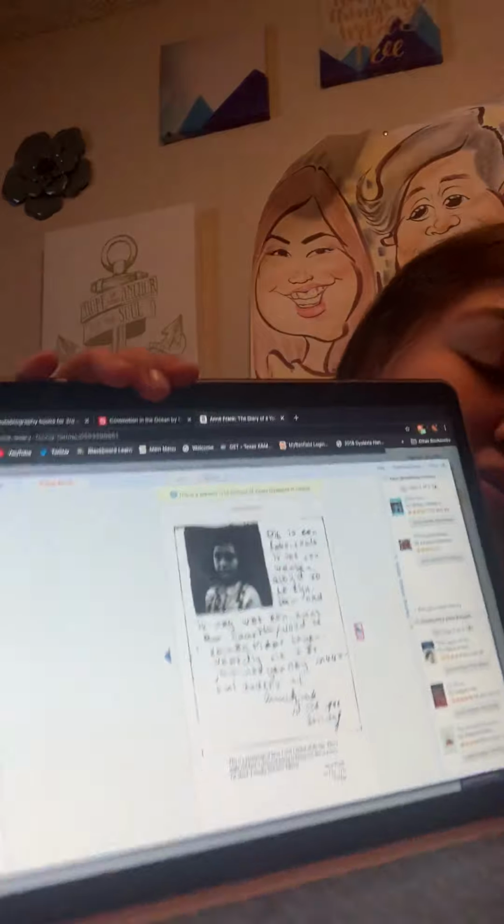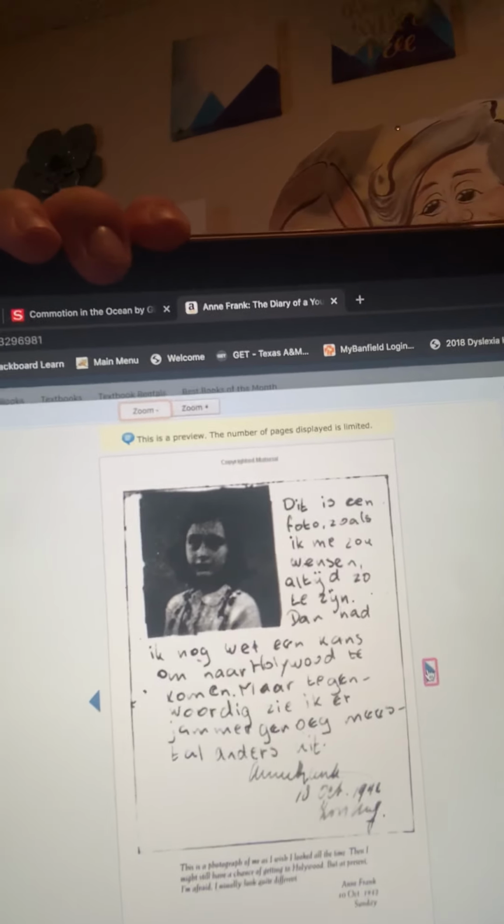And the reason why it's an autobiography, I'm going to show you another image right here that kind of explains perfectly why it's an autobiography. This is her story. She wrote this. That's her writing right there. I can't tell you what it says, but I could find what it says. Okay, so Anne Frank wrote on October 10th, 1942, Sunday, and this is in German. That's why I can't read that one. It says, "This is a photograph of me. I wish I looked like this all the time. Then I might still have a chance of getting to Hollywood. But at present, I am afraid I usually look quite different."